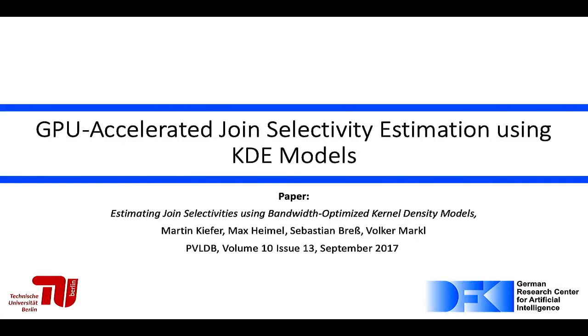Today I will introduce our work on GPU-accelerated join selectivity estimation, and we're doing that by using KDE models. The paper, Estimating Join Selectivities using Bandwidth-Optimized Kernel Density Models, was presented at last year's VLDB and was published in PVLDB 2017.